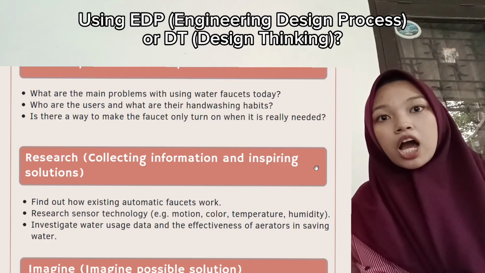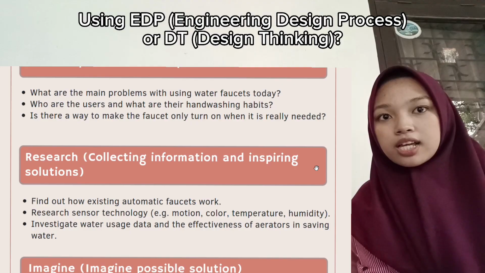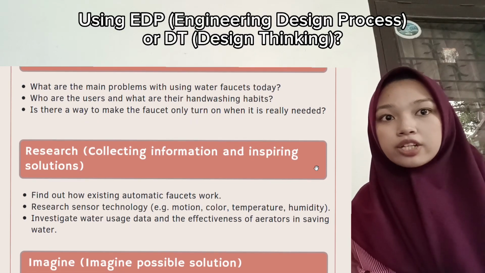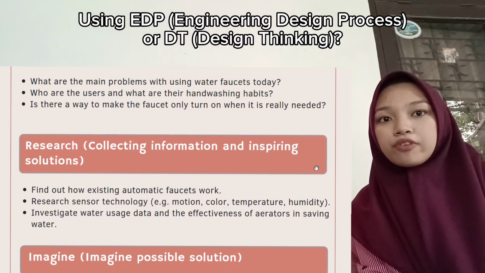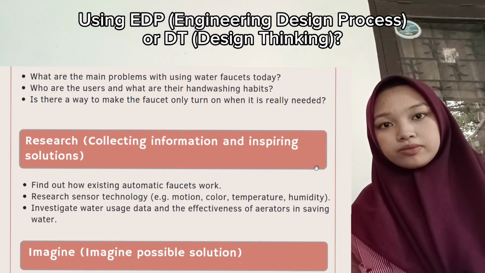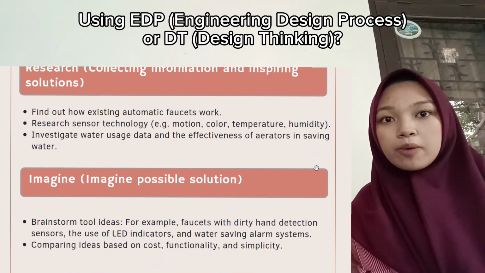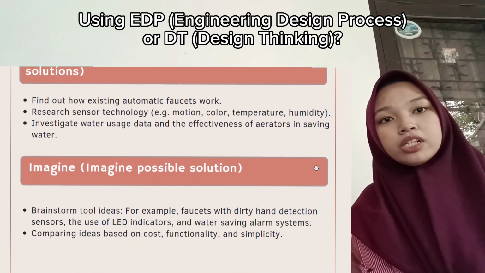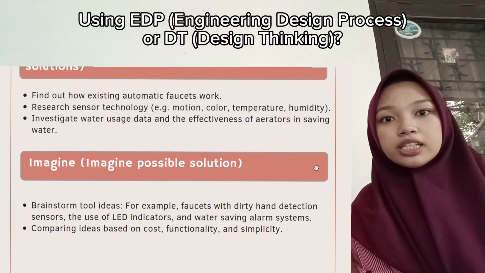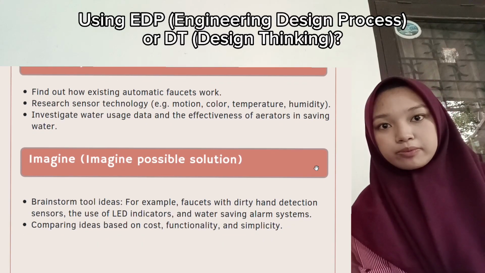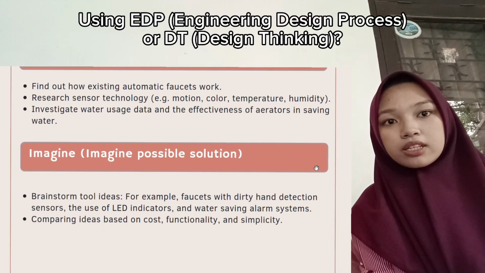Here, like find out how existing automatic faucets work, research sensor technology such as motion, color, temperature, and humidity, and investigate water usage data and the effectiveness of aerators in saving water. Third is imagine a possible solution, which is here a brainstorm of tool ideas. For example, a faucet with hand detection sensors, the use of LED indicators, and a water saving alarm system, and comparing ideas based on cost, functionality, and simplicity.